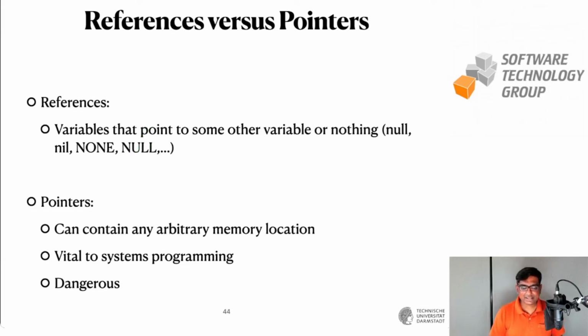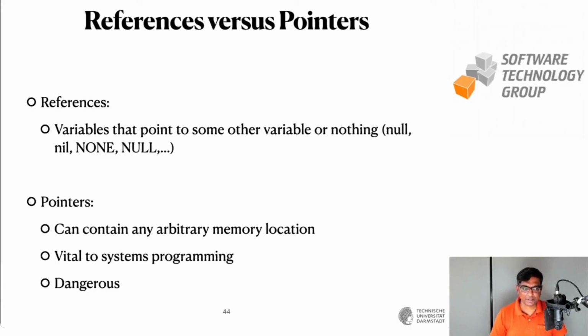So I mentioned before that there are two different ways you can handle heap variables: references and pointers. Although they appear to be the same, they are actually very different, right? References are used by languages like Java, where a reference is a variable that points to some other variable or nothing. It just refers to it. So there are memory locations without any name, and then you give a name to refer to it. That would be references. Of course, references can also be to nothing. Depending on the language, the nothing is defined by different words: null, nil, none, whatever. Right?